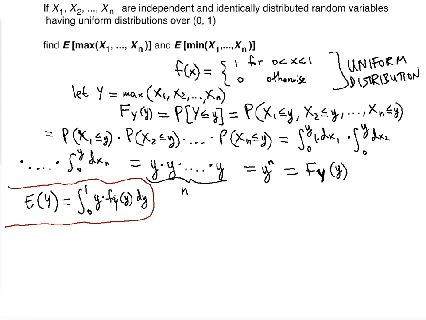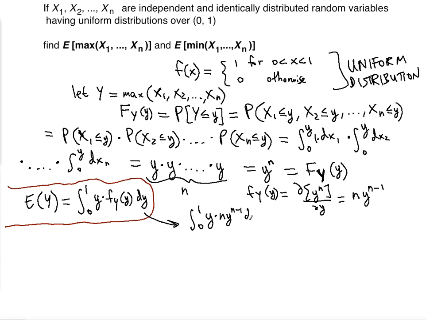So we need to find the PDF, the probability density function of Y. The PDF of Y is the derivative of the CDF, which is very easy. N comes down, and the power decreases by 1. Excellent. So now E[Y] is going to be the integral from 0 to 1 of y multiplying n y to the n minus 1, dy.